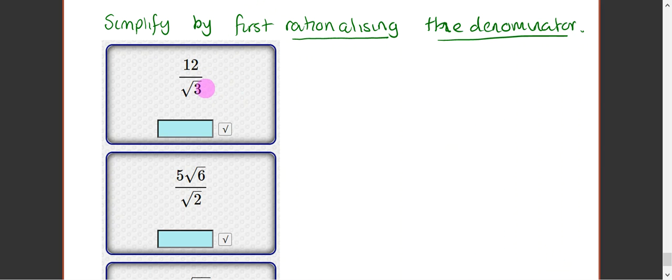Currently the denominator, because it's a square root of a non-square number, is an irrational number. So if it says simplify by rationalizing the denominator, it means you have to do something to make it a rational number, something that could be expressed as a fraction. Any ideas?